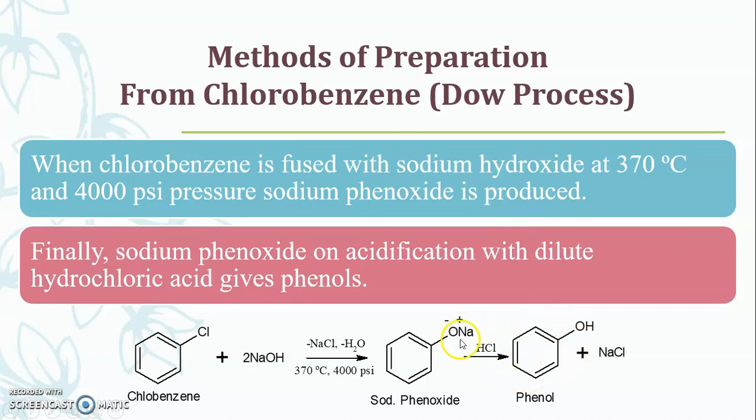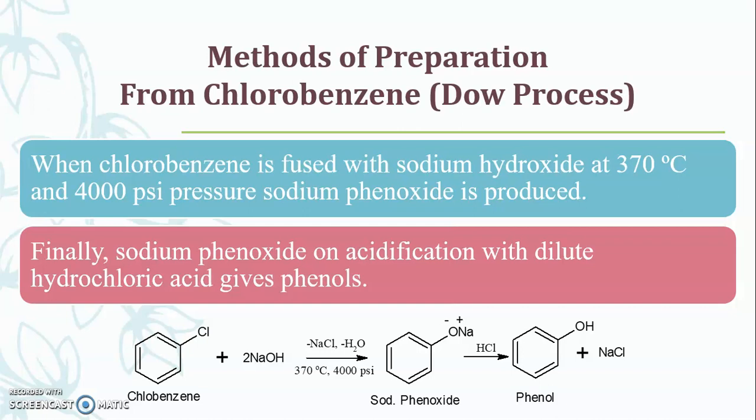This sodium phenoxide is nothing but the salt of phenol with sodium. And as we know, salts undergo hydrolysis when they are treated with dilute acid. So here sodium phenoxide on treatment with dilute hydrochloric acid will be converted into phenol. So this is about the first method, which is commonly known as Dow's process. In this method, phenol is prepared from chlorobenzene.